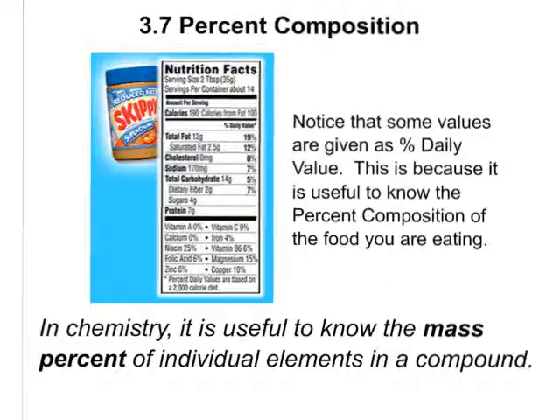It's because the FDA feels it's important to know the percent composition of the food people are eating and provide that information to you. So in chemistry, it's also important to know the percent composition of the different elements in the compounds we're talking about. So we are going to learn how to calculate what we call mass percent of individual elements in a compound.